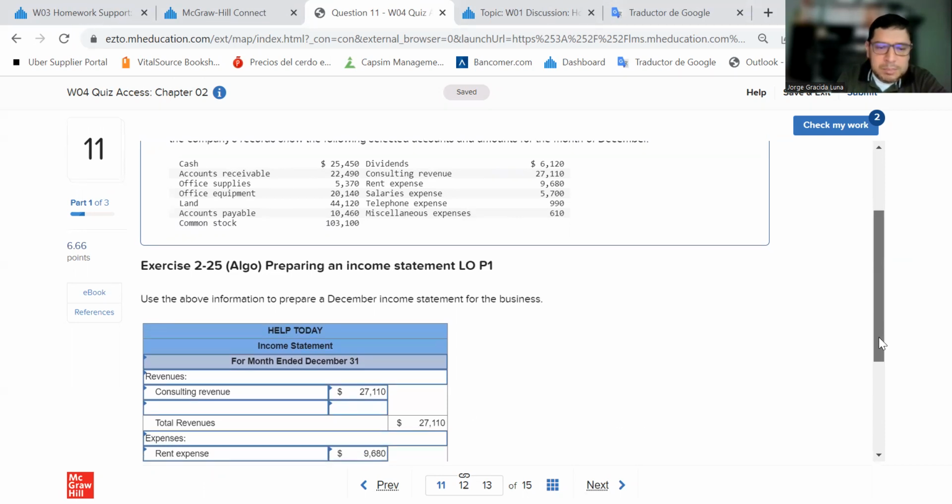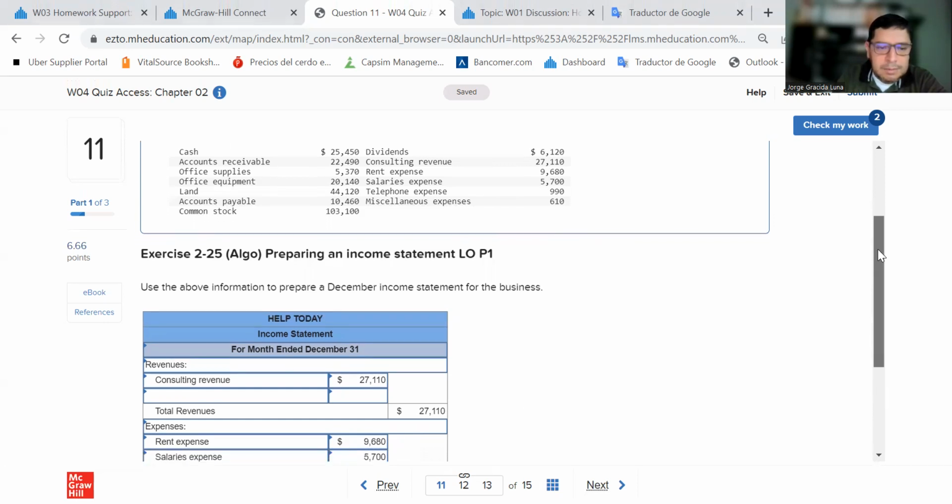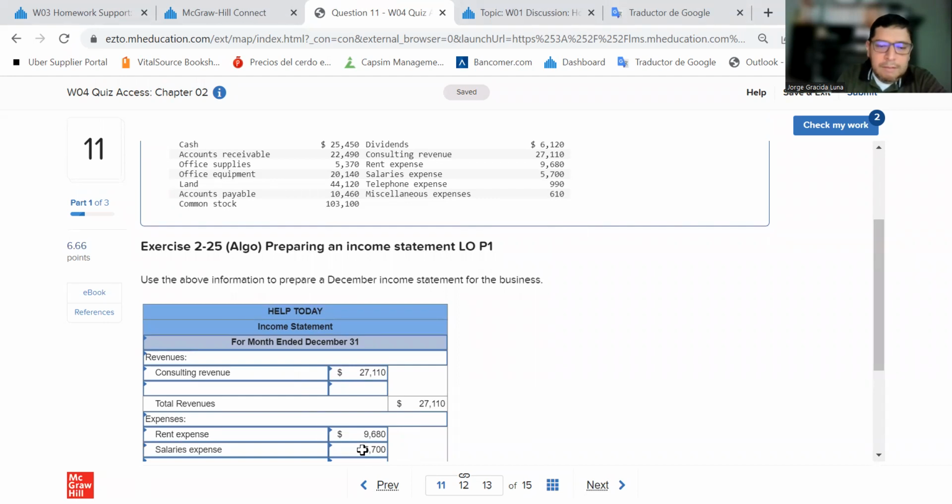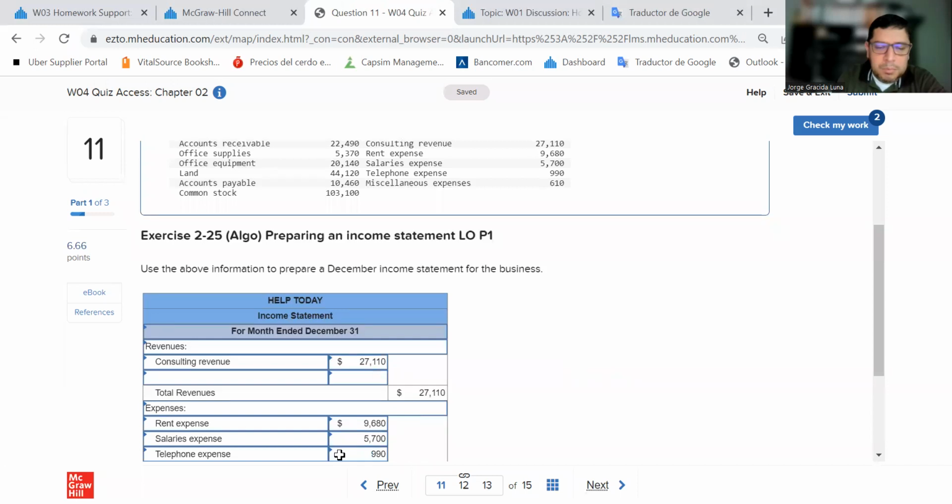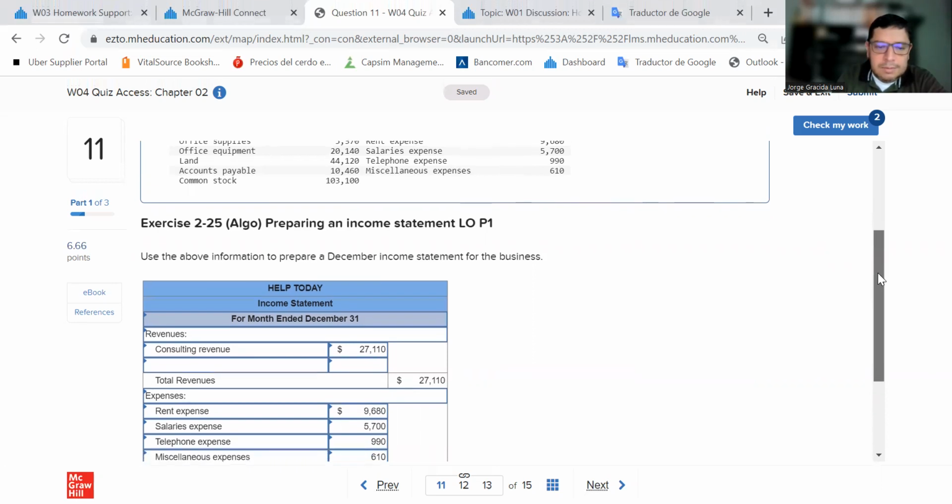Start with rent expense for 9,680, like it is here, 9,680. The next account is salaries expense, for 5,700, the same as here. Next is telephone expense for 990. So we put it here. The next is miscellaneous expenses, 610. Okay.